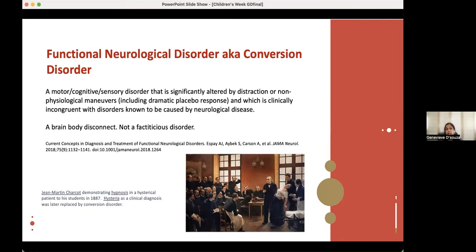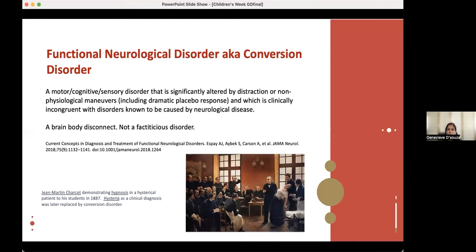It cannot be explained by a known diagnosis. There is a brain-body disconnect. The brain and the body do not speak to each other. The patient is not malingering. The patient cannot explain it, but the patient is not making it up. It's not a fictitious disorder.